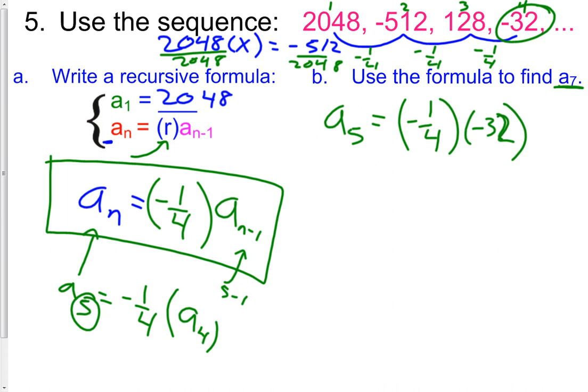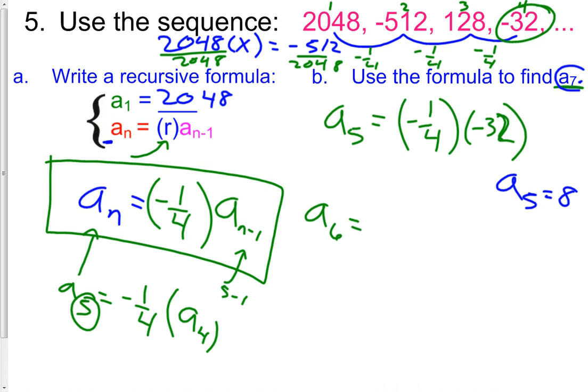So you guys can do that in your calculator. What happens when you take a negative 1/4 multiplied by a negative 32? You get the answer 8. A sub 5 equals 8. All right, we got to find a sub 7, so let's keep on going now. Our next step is to find the value of our 6th term.